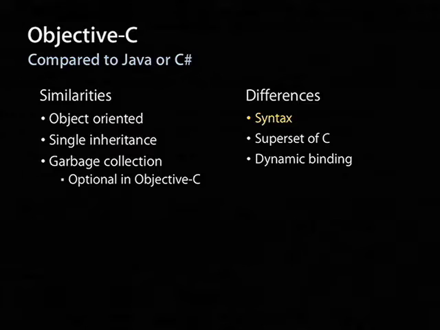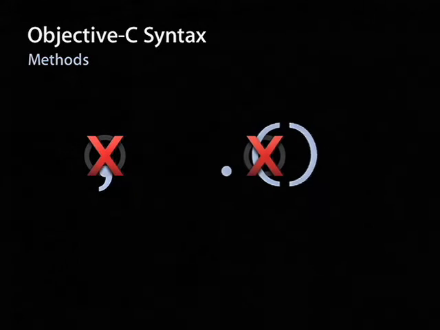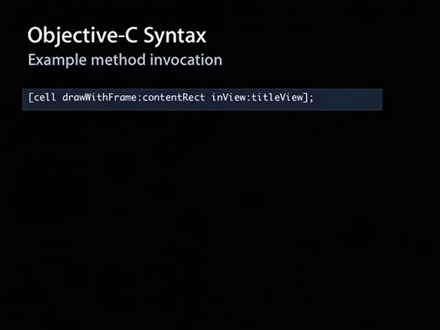The first difference which people notice is the syntax. In Objective-C, when you're calling a method, you do not use commas to separate arguments, and you do not use parentheses to name the method. So let's take a look at this in action. For example, here's an Objective-C method invocation. Cell, draw with frame, in view.